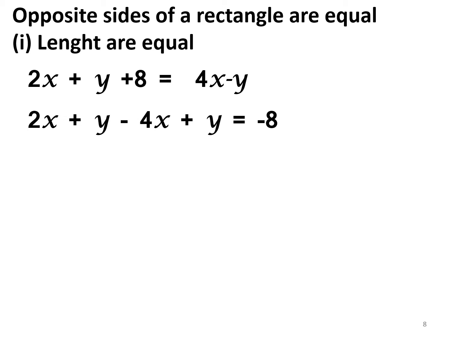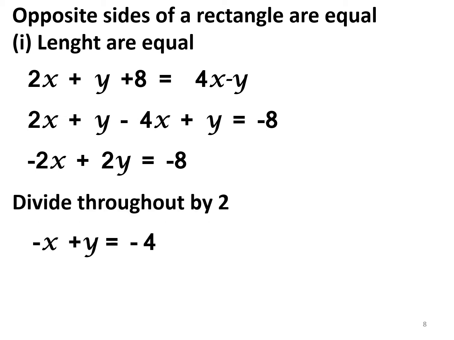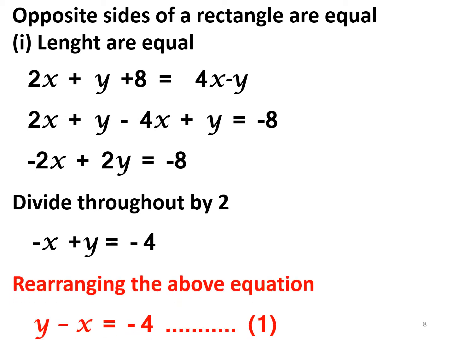2x minus 4x will give you minus 2x, plus y plus y will give you 2y is equal to minus 8. So the equation becomes minus 2x plus 2y is equal to minus 8. Dividing the equation throughout by 2, I get minus x plus y is equal to minus 4. Rearranging the above equation, y minus x is equal to minus 4.